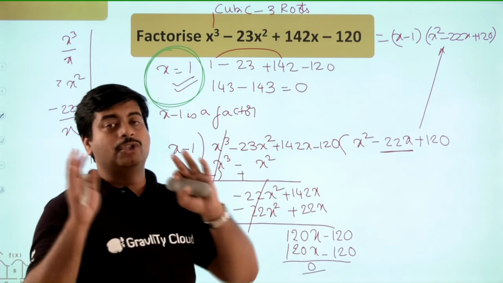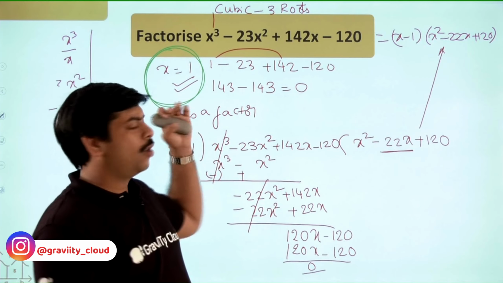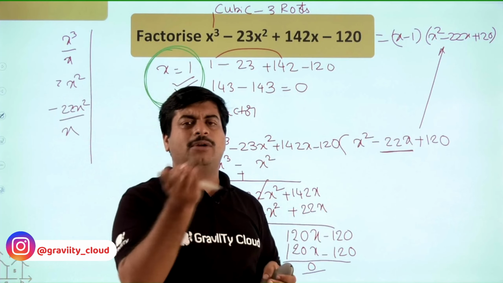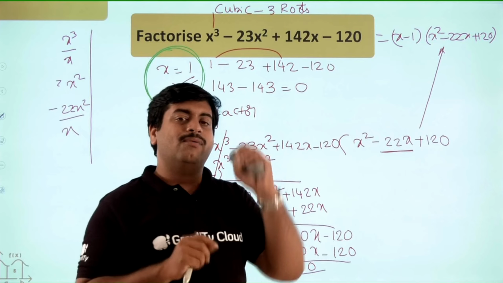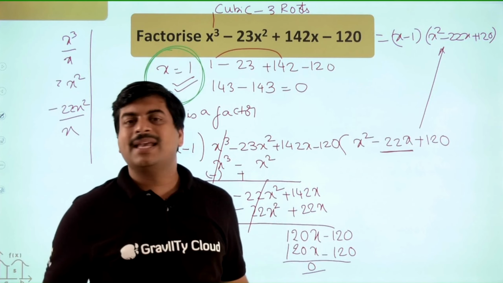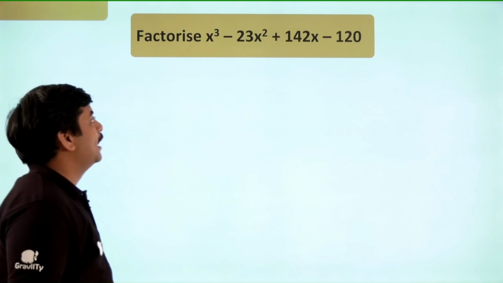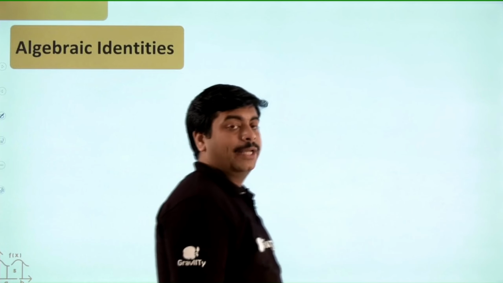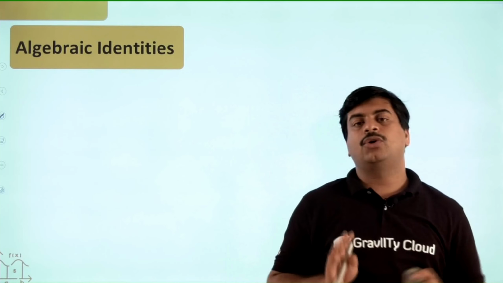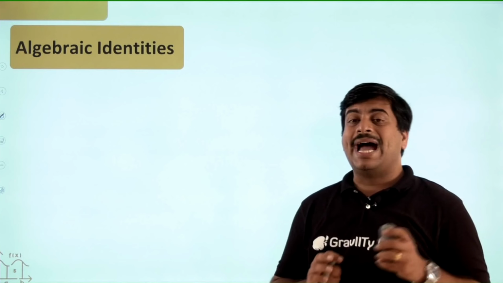But initially, whatever questions you get, definitely 1 or minus 1, 2 or minus 2, 0, 3 or minus 6, some small numbers will definitely be a factor of that, right? So let us move forward and see what else we can learn today. Let's come to today's topic, that is algebraic identities.